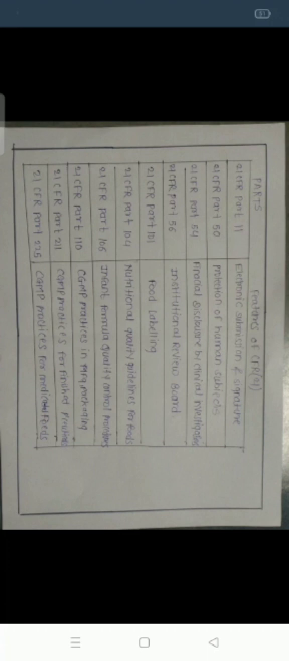Then 21 CFR part 110, that is CGMP, current good manufacturing practices in manufacturing and packaging. These are also important factors in today's situation. Then in 21 CFR part 211, CGMP practices for finished pharmaceuticals. And in 21 CFR part 225, CGMP practices for medicated feeds. So these are the various 21 CFR parts and their features.